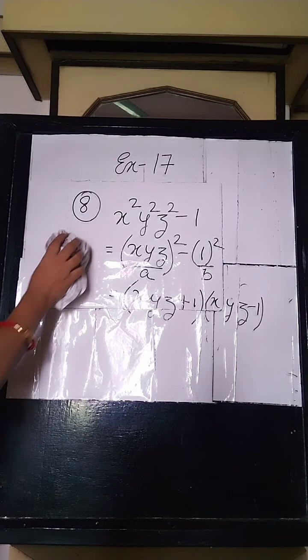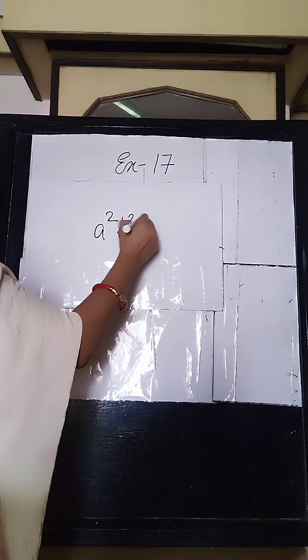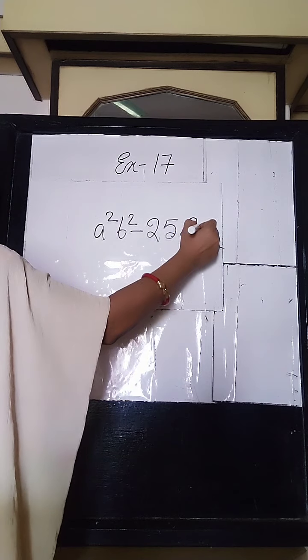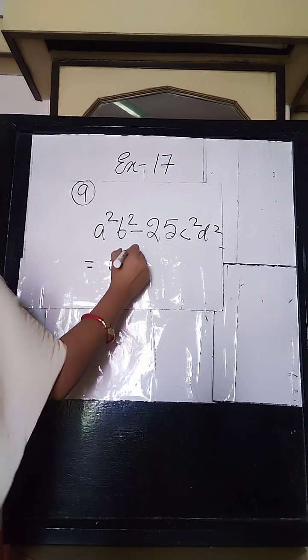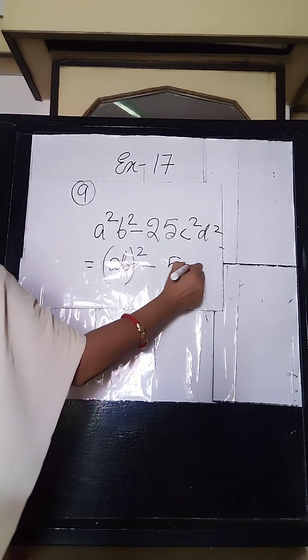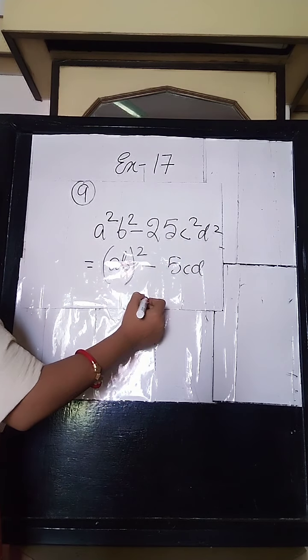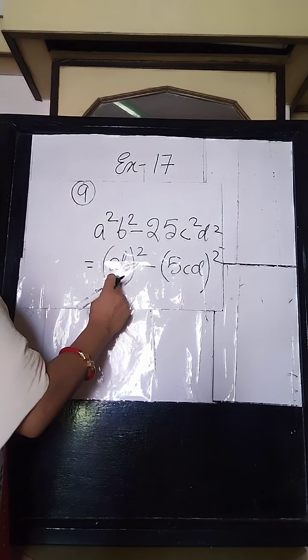Let's move on to the next sum, that is sum number 9. a square b square minus 25 c square d square. This is given in sum number 9. a square b square means ab whole square, and 25 c square d square means 5cd whole square, since the square root of 25 c square d square is 5cd. So this is a square and this is b square.